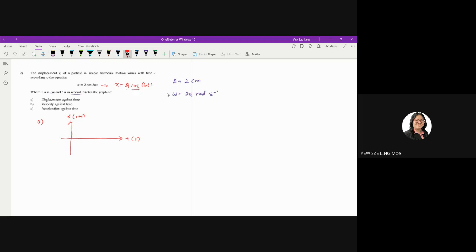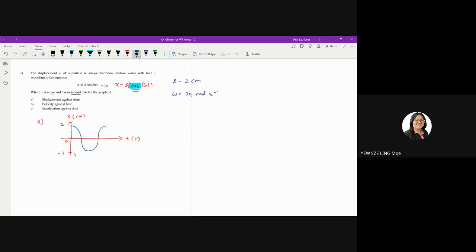We have a cosine function here, and our A is equal to 2. So let's label A first, 2, and then negative 2. So how are we going to sketch the graph? Since you have a cosine graph here, we're going to sketch a cosine graph, a very simple type of graph.